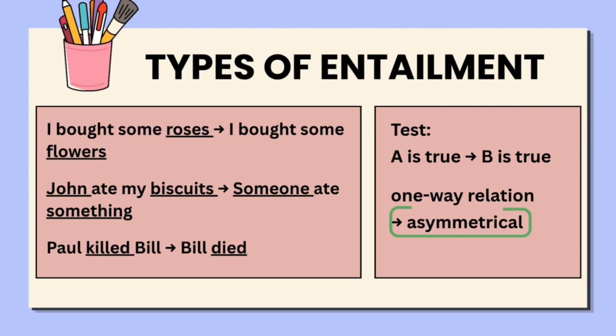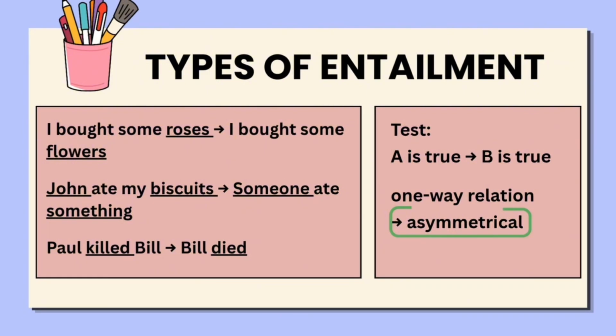The second example says, John ate my biscuits. This entails someone ate something. Why? Because John is a person. So in the more general sentence, he becomes someone, and biscuits are things, so they become something. So the second sentence is more general than the first one.